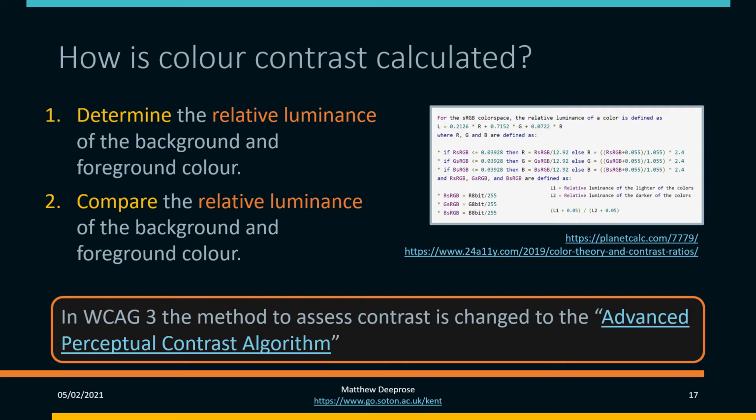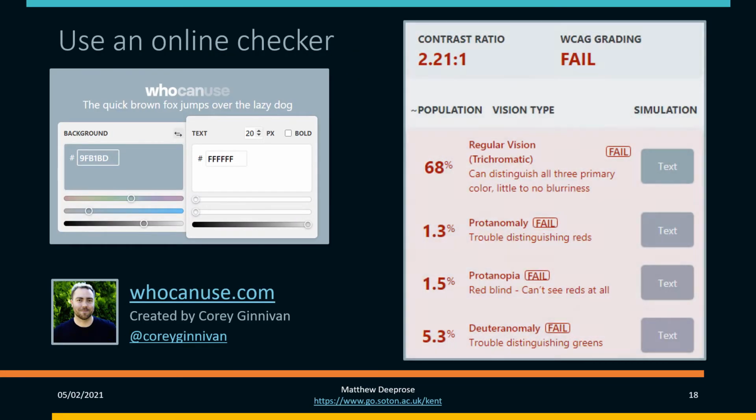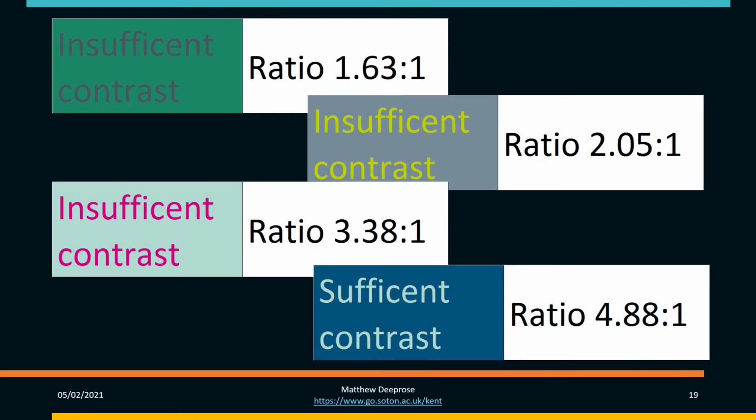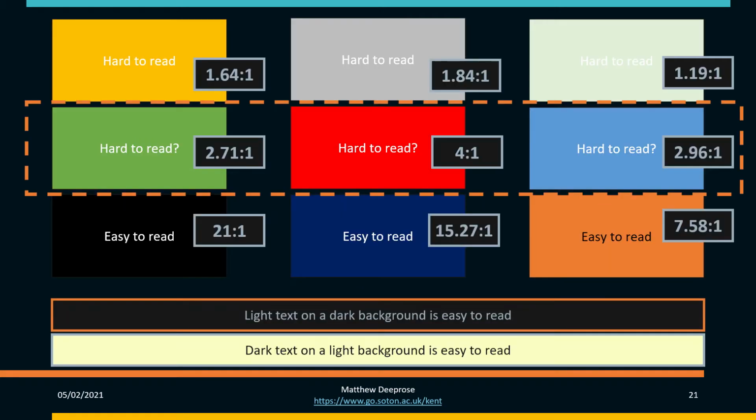Most of us will be using an online colour checker. My favourite is whocanuse.com. You put in 2 colours using their colour codes, and the result that you get is a number. And the higher the number, the better. And the ratio that we should remember when we're presenting text is that we should have a minimum contrast ratio between the colour of the text and the background of 4.5 to 1.